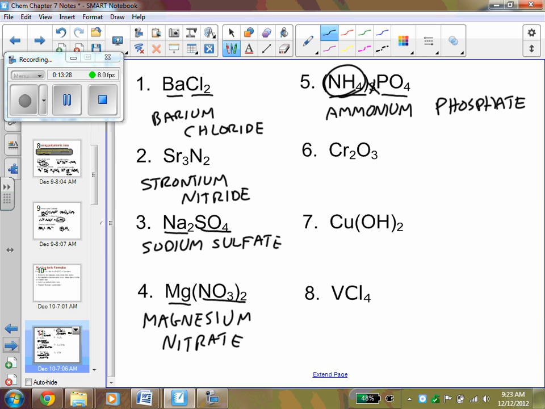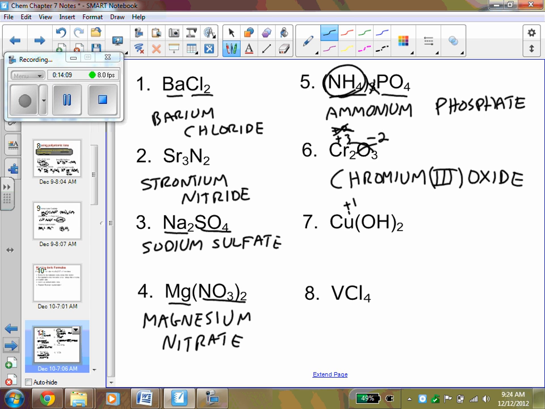Okay, now be careful. This is chromium. Chromium has a Roman numeral. So I got to determine what the name of this is going to be based on what the charges are going to be. All right, so chromium could have several different charges here. Now remember, oxide can only be -2. Chromium could be +2 or +3. Well, if I have a 2-to-3 ratio, it can't be 2-to-2. So I'm going to get rid of the 2. It's got to be a 3 there. So the 3 actually is right there, and the 2 is actually right there. So this is chromium 3 oxide.